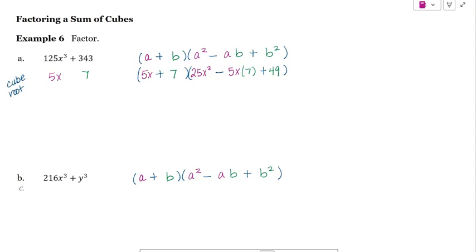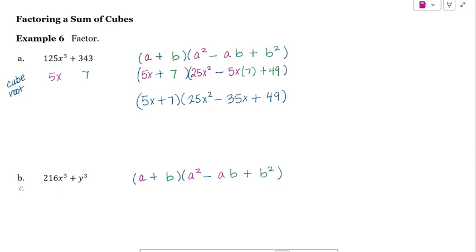Okay, let's clean this up and write our final answer. 5x plus 7, and then multiplied by 25x squared minus, that looks like it's 35x plus 49.